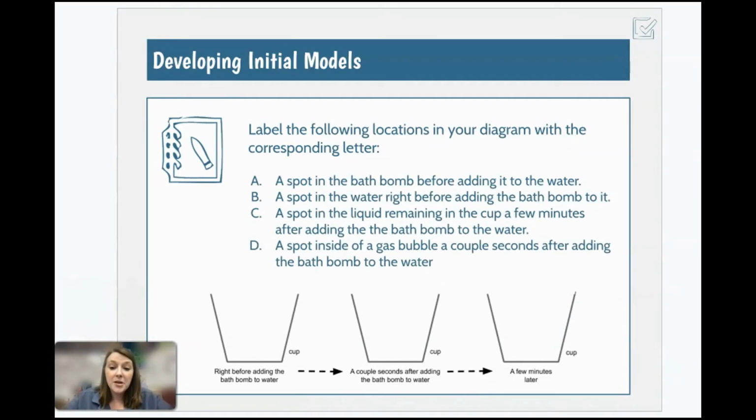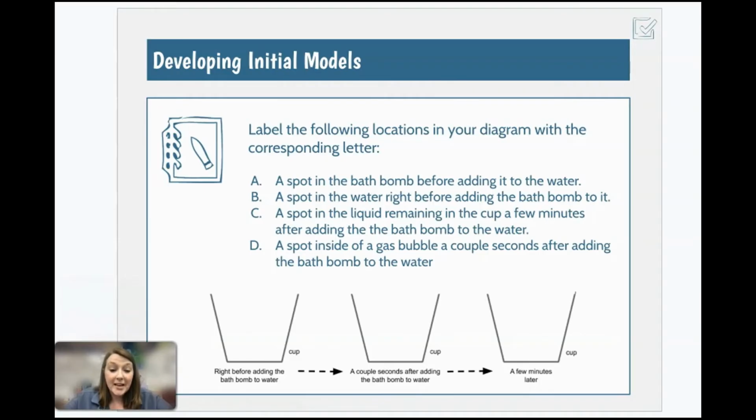All right, so now that you have your diagram, I would like for you to label 4 different spots on this diagram. So with the letter A, you're going to label a spot in the bath bomb before you add water to it. Label a spot in the water right before adding the bath bomb to it with letter B. Letter C is going to be a spot in the liquid remaining in the cup a few minutes after adding the bath bomb to the water. And letter D is going to be a spot inside of the gas bubble a couple seconds after adding the bath bomb to the water.